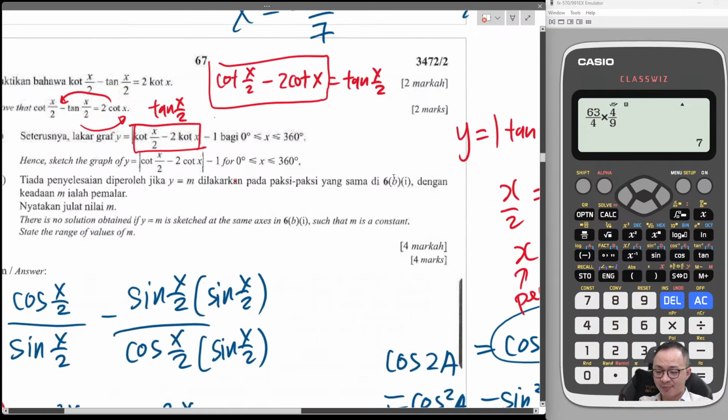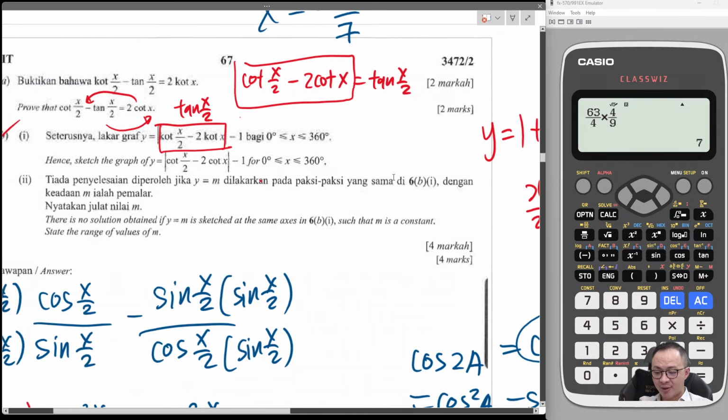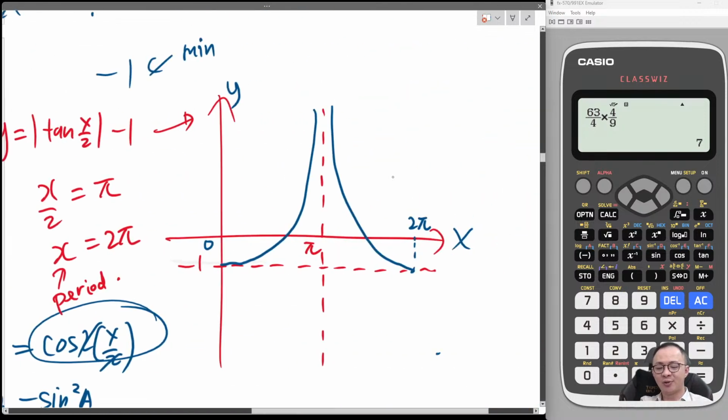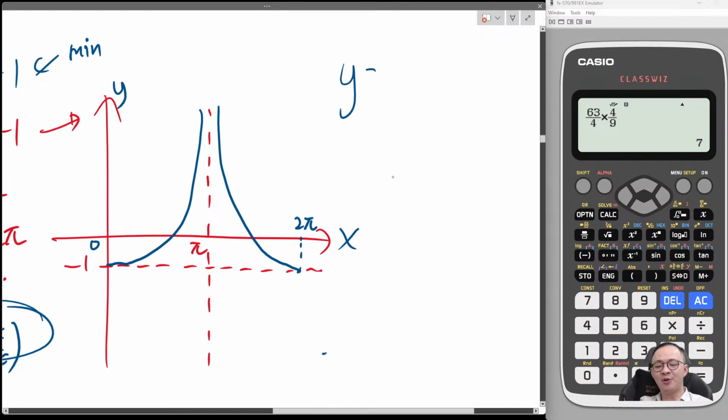Then, there's no solution obtained if y equals to m is sketched on the same axis of the 6b one, such that m is a constant. State the range of m. So that one, y equals to m is a horizontal line. This horizontal line has no solution.